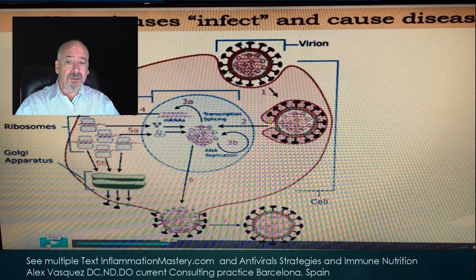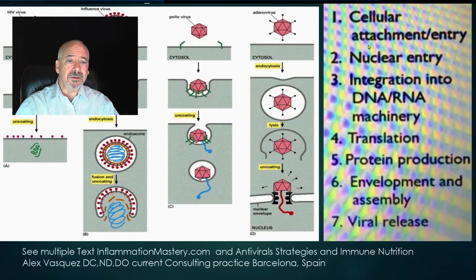And if you look at it, they all go through cellular attachment, nucleic acid entry. The DNA or RNA machinery is going to be hijacked in the translation process. They're going to make proteins, they're going to assemble themselves. And if you look at it, this applies to even the HIV virus, the influenza virus, the polio virus, adenovirus, any of the other viruses we talk about, which we're going to talk about several here in a little bit, but they all have similar mechanisms.